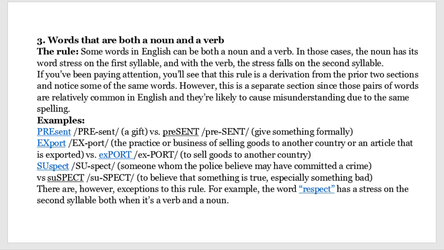export, the practice or business of selling goods to another country or an article that is exported, versus export, to sell goods to another country, suspect, someone whom the police believe may have committed a crime, versus suspect, to believe that something is true, especially something bad. There are, however, exceptions to this rule. For example, the word respect has a stress on the second syllable both when it's a verb and a noun.